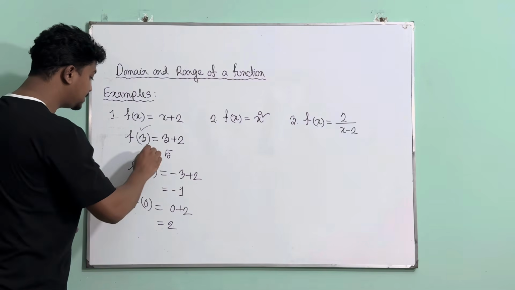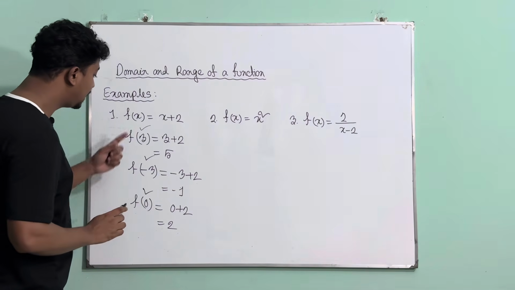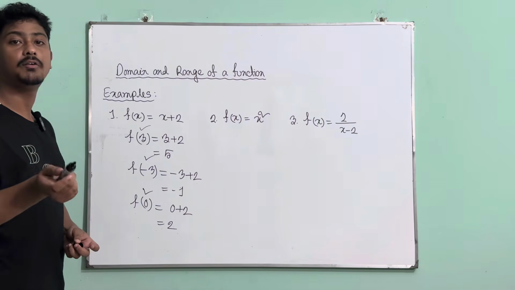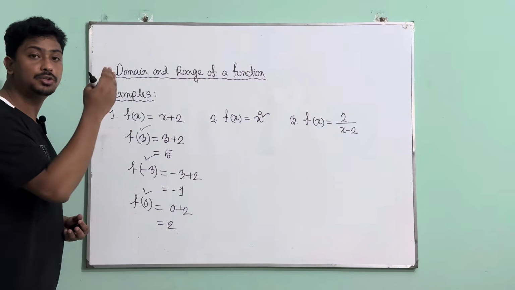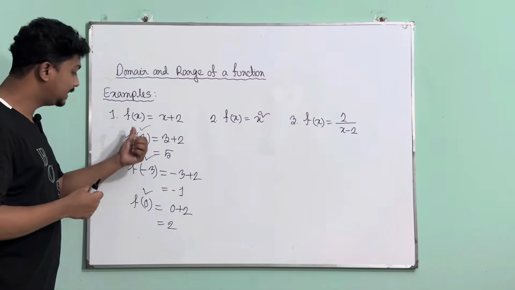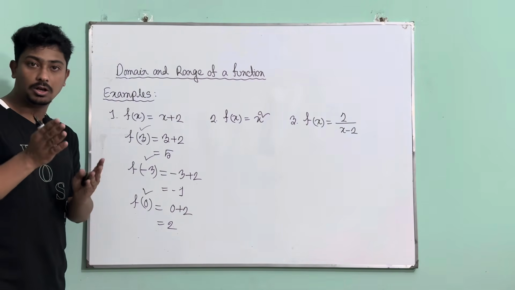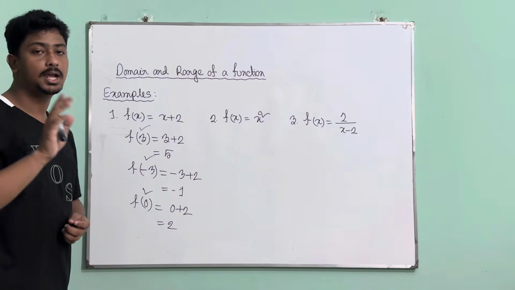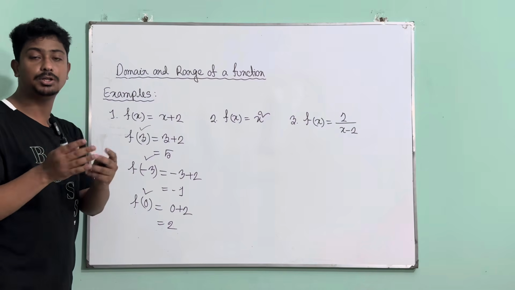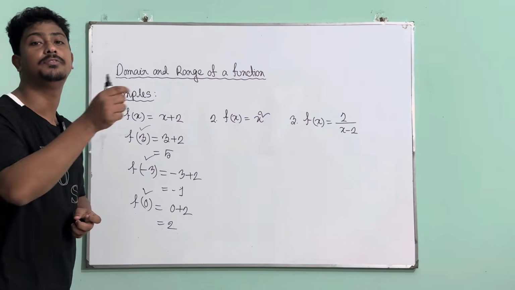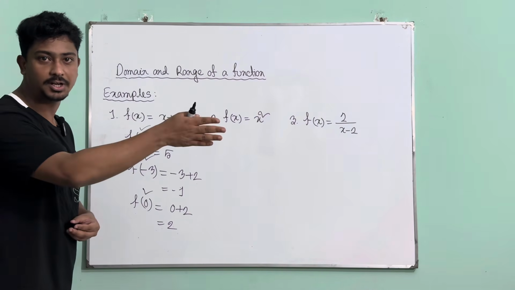So the inputs here, you see 3, minus 3 and 0, they are called the domain of this function. That means whatever we can logically put into the machine to get a value is our domain. Whatever is logical to put inside the machine is the domain. For example, in the previous example, in our machine we put flower. So flower is the domain of that machine, or domain of that function.